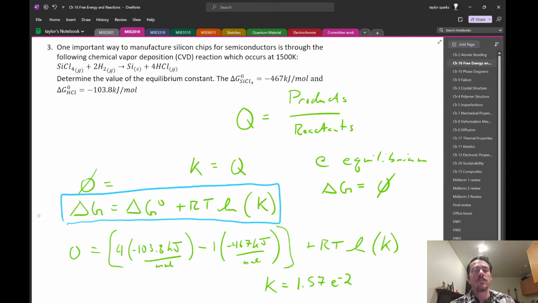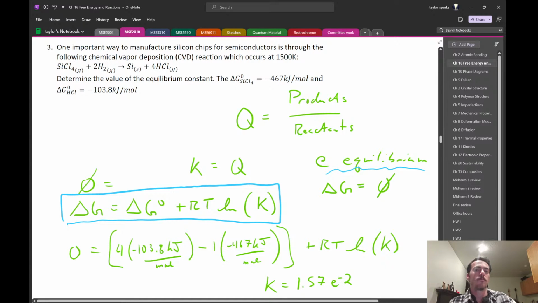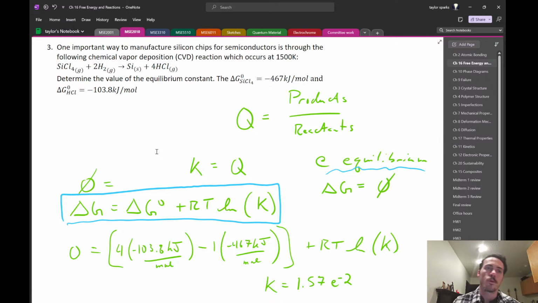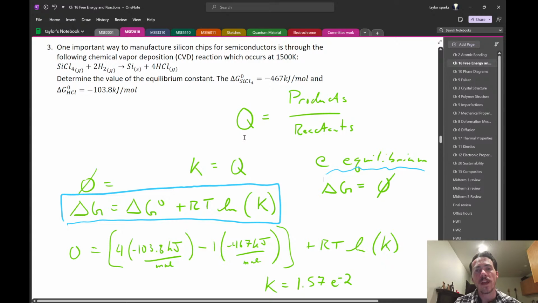Then the second term is this RT natural log of K, right? And it's usually RT natural log of Q, we say that K equals Q at equilibrium. That's a very specific scenario. When you are at equilibrium, then K equals Q. This accounts for non-ambient temperature, obviously, because we're giving R times T, but it also allows you to account for non-unit activities for different things. So if you have lots more reactants or products, this is where that comes into effect, because we calculate Q as the ratio of our products to our reactants, right?